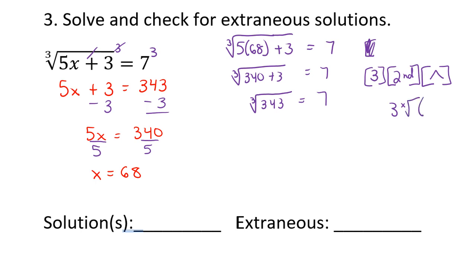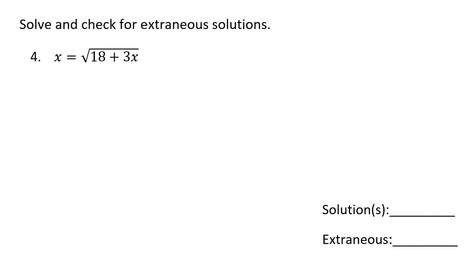like this on your calculator. Just type in 343, close your parentheses, hit enter, and it's going to tell you the number 7, which means 7 is 7. That makes sense. Therefore, x equals 68 is a solution, and there isn't an extraneous, which means you leave that blank, write nothing there. Okay, problem 4, another solve and check for an extraneous.